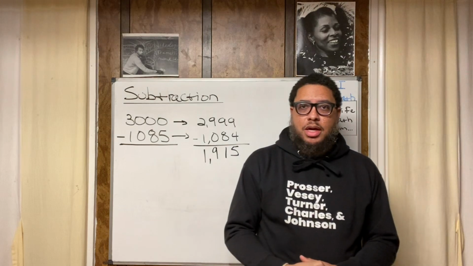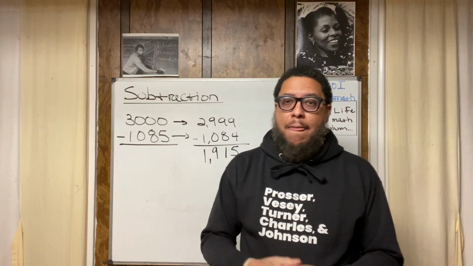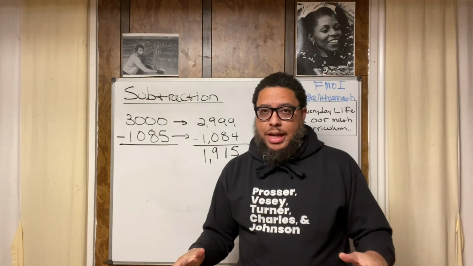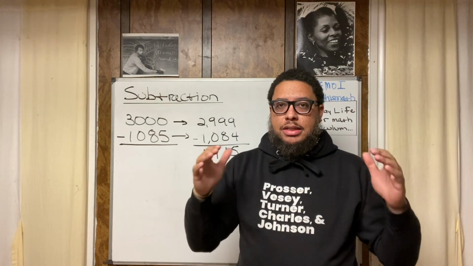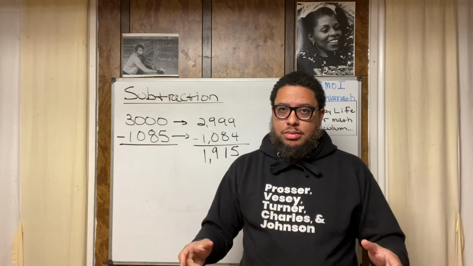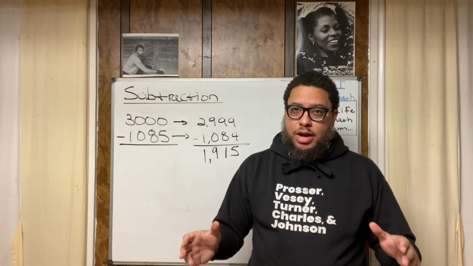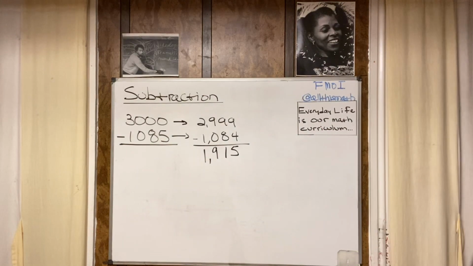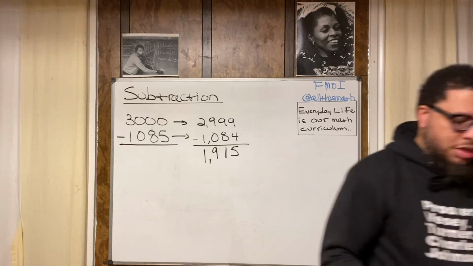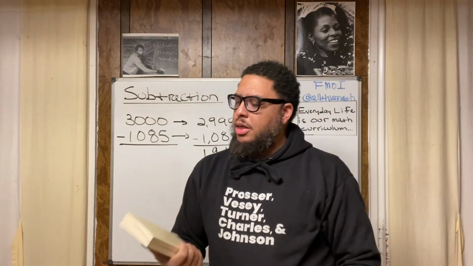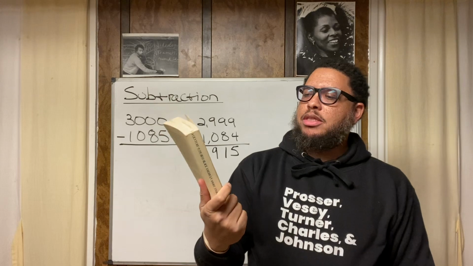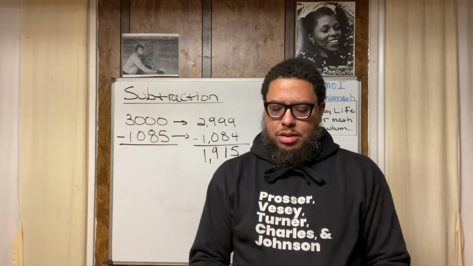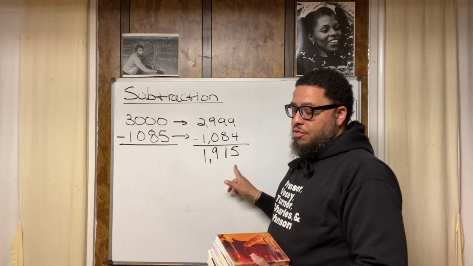1,915 is significant because that's the year 1915. Something very important happened in the year 1915. That was the birth year, on January 1st, of the late Dr. John Henrik Clarke. The late Dr. John Henrik Clarke, right? Let me show you some of his books. So these are some of the books, right, that he's responsible for. This one, A Century of the Best Black American Short Stories, edited by Dr. John Henrik Clarke. Again, born in 1915.